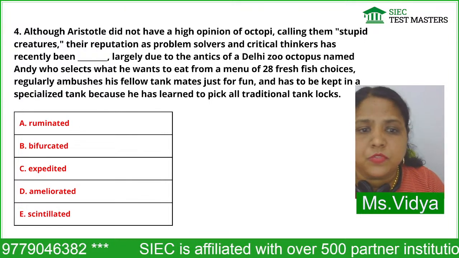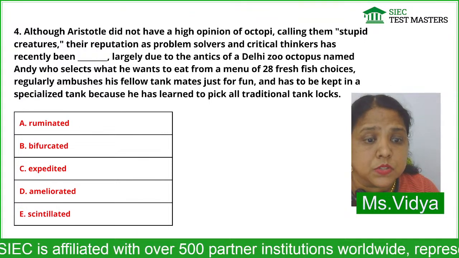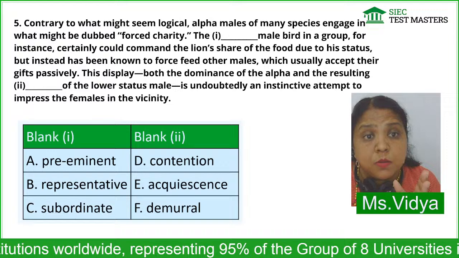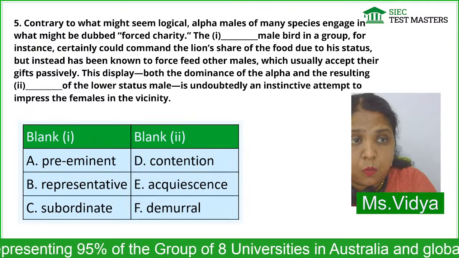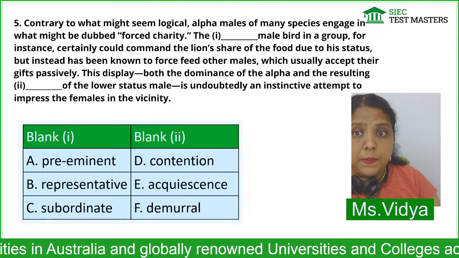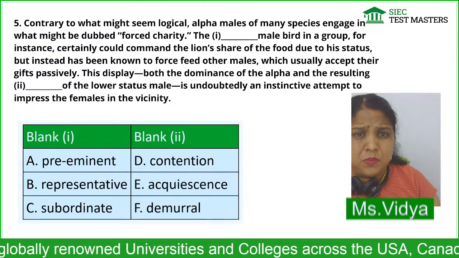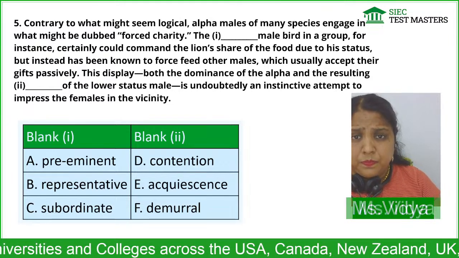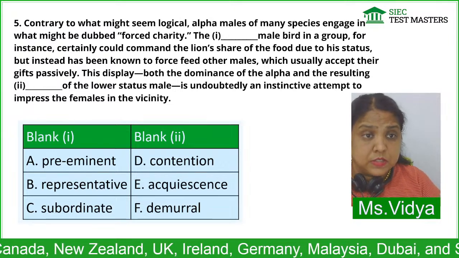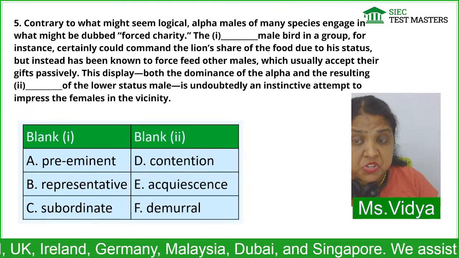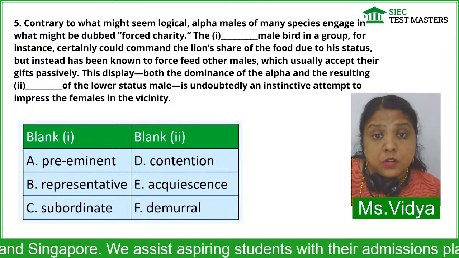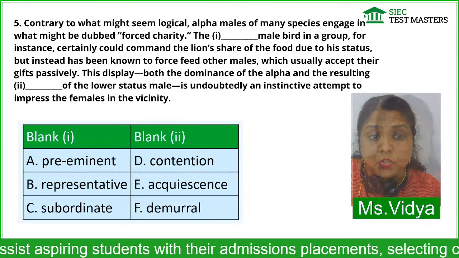Okay, so now fifth question. It is a double blank question. Contrary to what might seem logical, what might seem logical means something that is going to be illogical now. Alpha males of many species engage in what might be dubbed forced charity. They engage in something called forced charity. What is that? Let me look at the sentence. The blank male bird in a group, for instance, certainly could command the lion's share of the food due to status, but it could command the lion's share. That means it is very important and dominant, maybe. So the dominant male bird should come there.